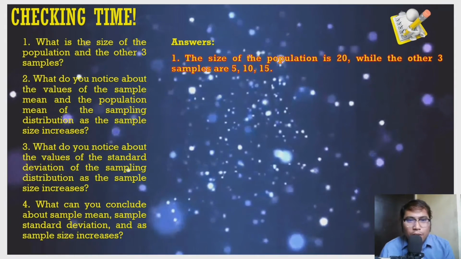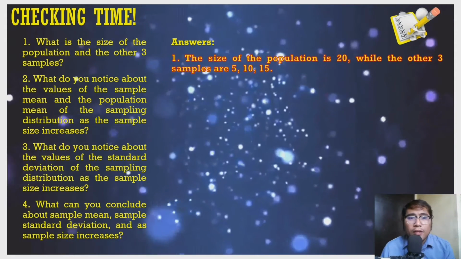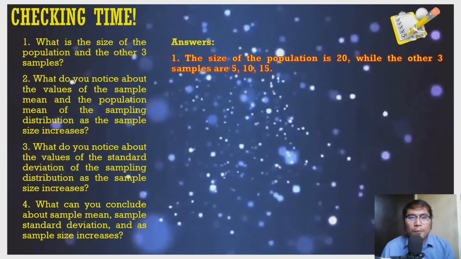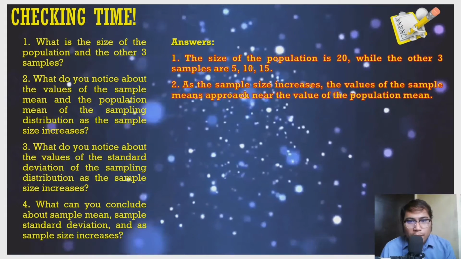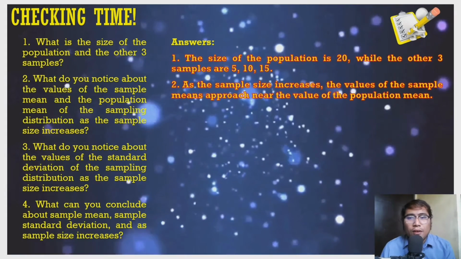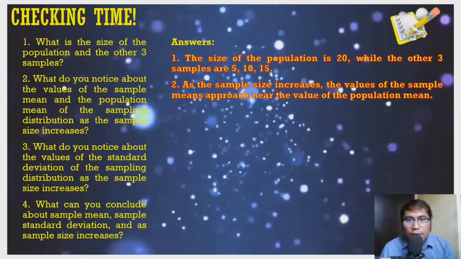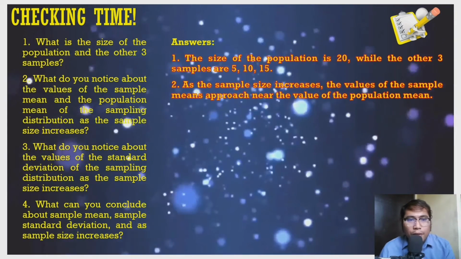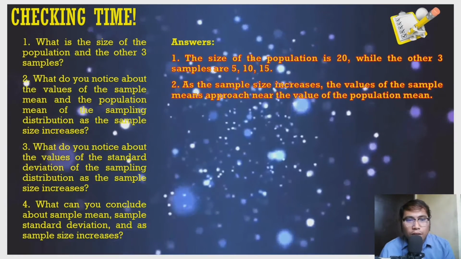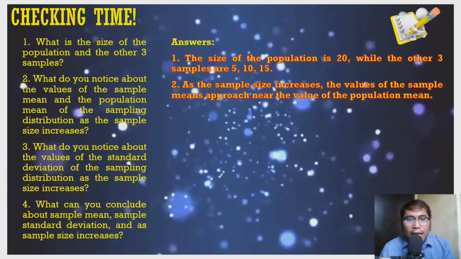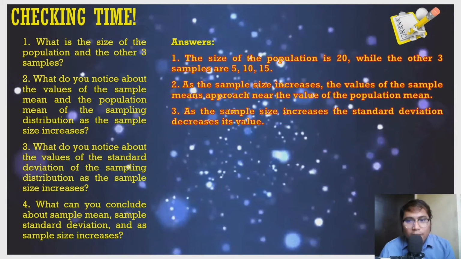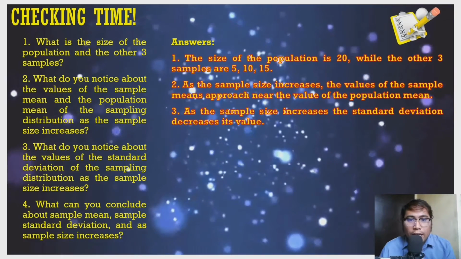Number 2, what do you notice about the values of the sample mean and the population mean of the sampling distribution as the sample size increases? So, as the sample size increases, the values of the sample means approach near the value of the population mean. So it becomes normal. Number 3, what do you notice about the values of the standard deviation of the sampling distribution as the sample size increases? As the sample size increases, the standard deviation decreases its value.